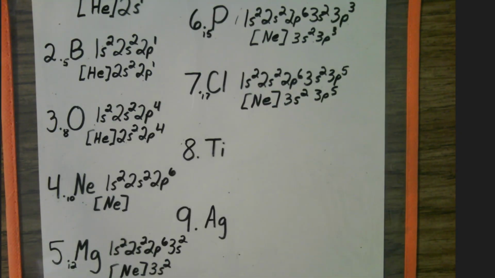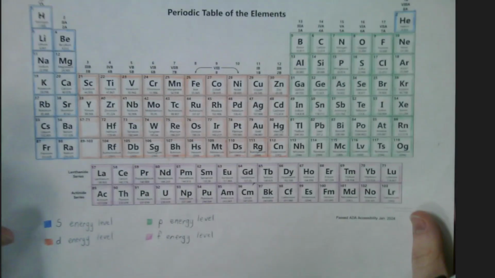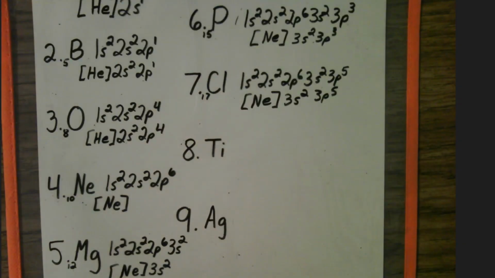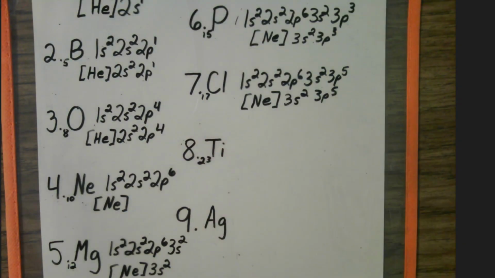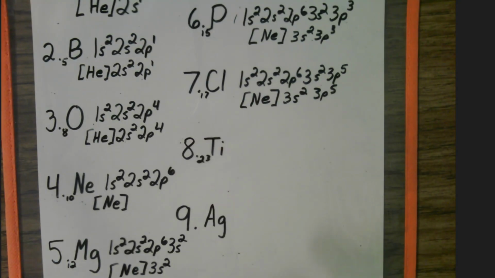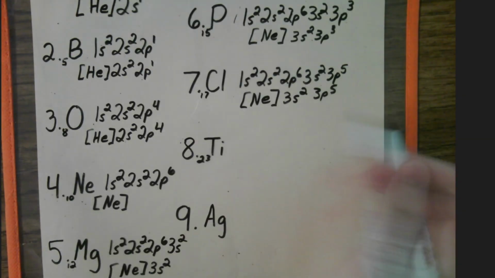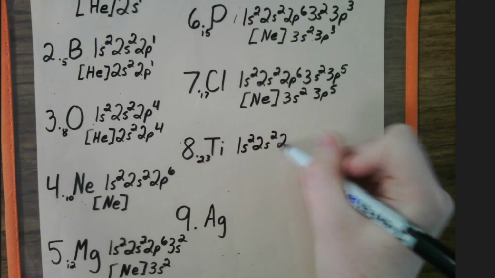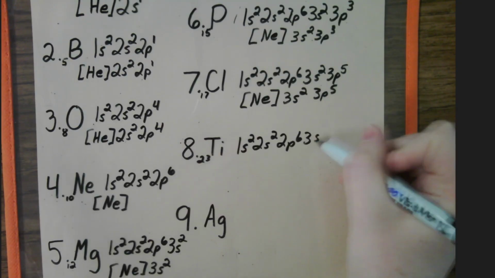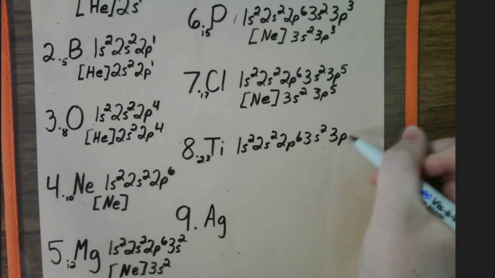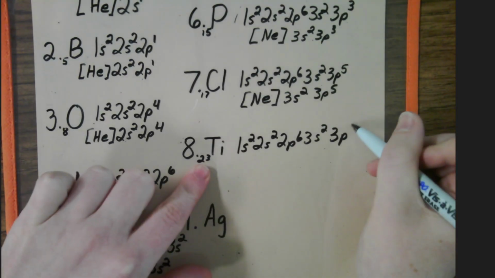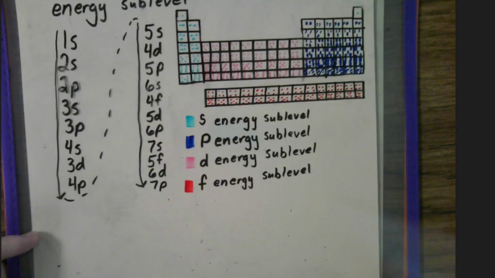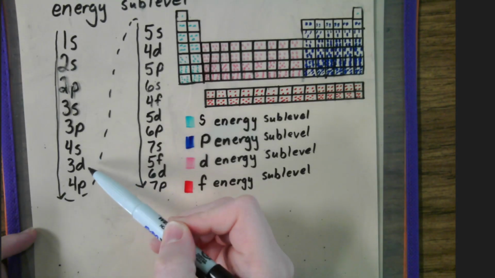All right, so this next one, Ti, that is titanium on my periodic table. That's number 23. So I'm going to write myself a little note. We've got 23 electrons for this one. So we're going to start off like we have been. We start at 1s2, 2s2, 2p6, 3s2, 3p, and since we know we've got 23, we can fill this one completely up. 3p6.